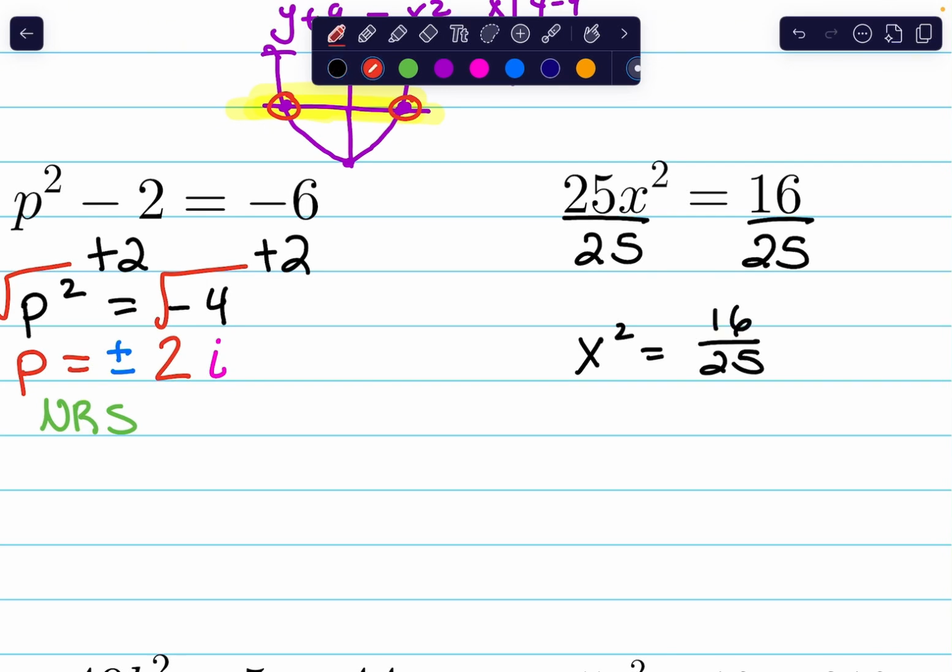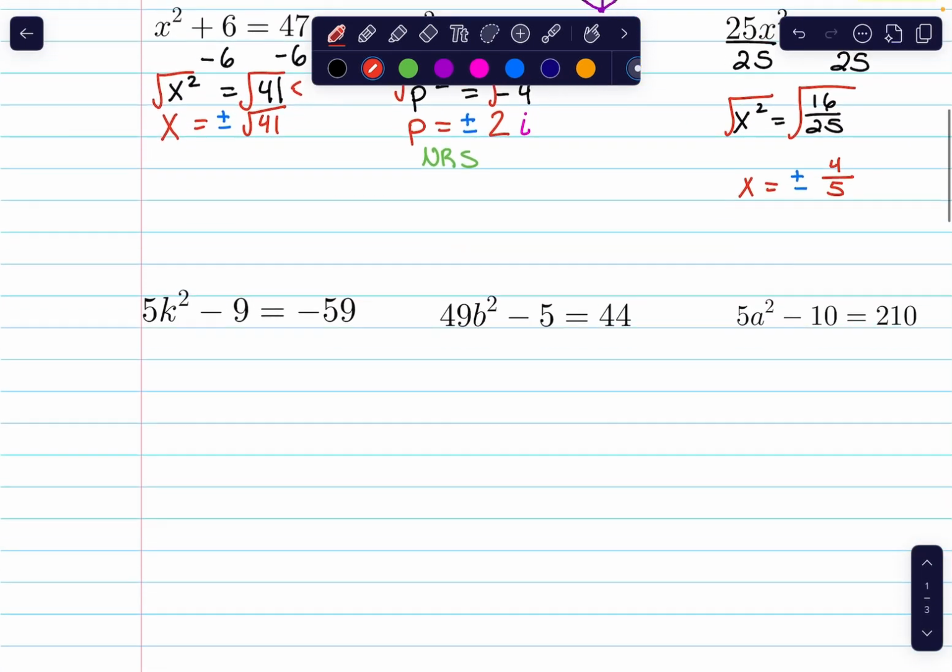What do we do to solve it? We take the square root. So we get x is equal to, of course, we need our plus or minus, right? Because we have the positive and negative version of these numbers. And then the square root of 16, well, that's just 4. And the square root of 25, that's just 5. That's it. Don't overthink those, right? We're just taking the square root of each number.